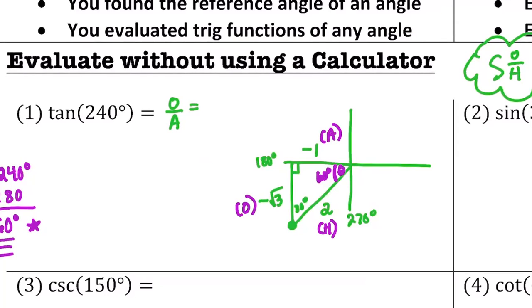So if I'm going to find my opposite over adjacent, that just tells me my opposite side is going to be -√3 over my adjacent side, which is going to be -1. And simplifying, a negative divided by a negative just leaves me with +√3. Now, we do not convert to decimals in this part of the unit. We always want to leave our answers as exact, but that right there is the value of tangent of 240.